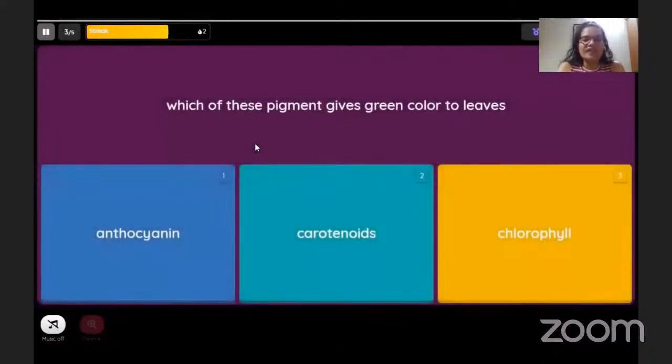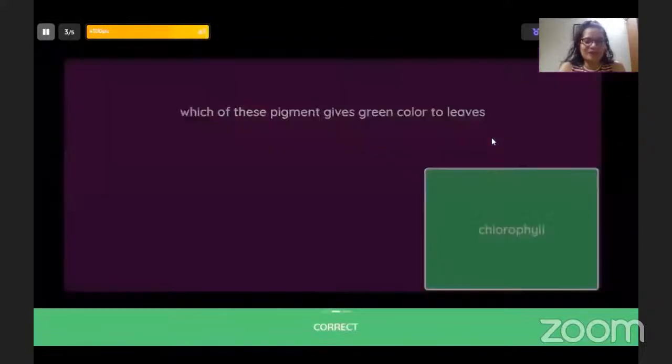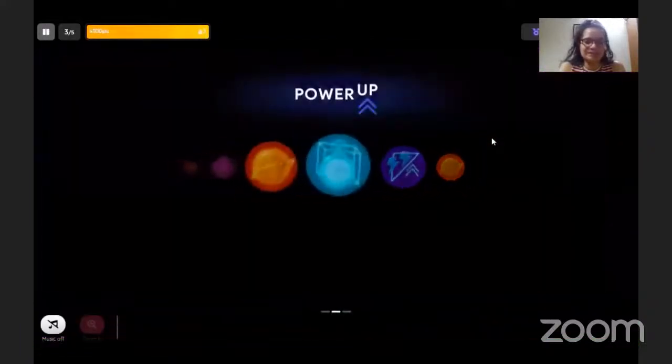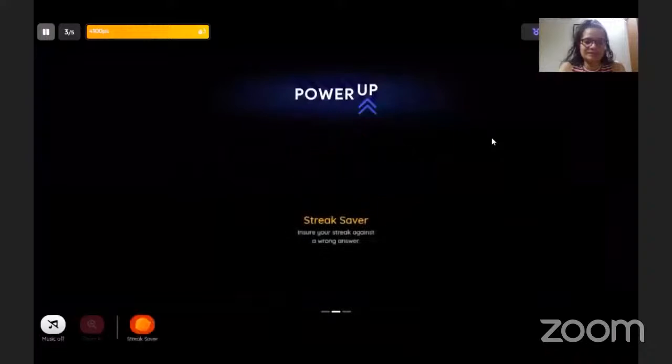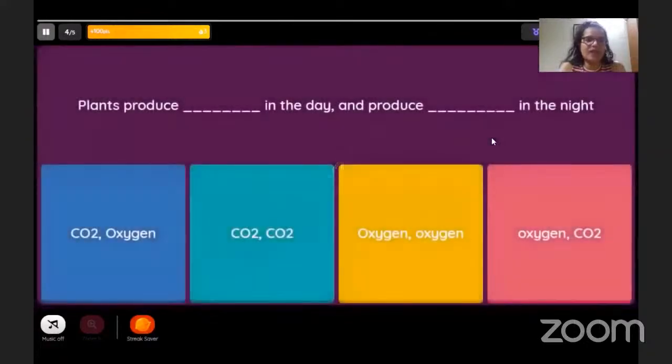Next, which of these pigments gives green color to the leaves? We have only one answer in this, that is chlorophyll, and that is my option number 3. So I don't know what option it is for you all. So the answer is chlorophyll. Let's go ahead.